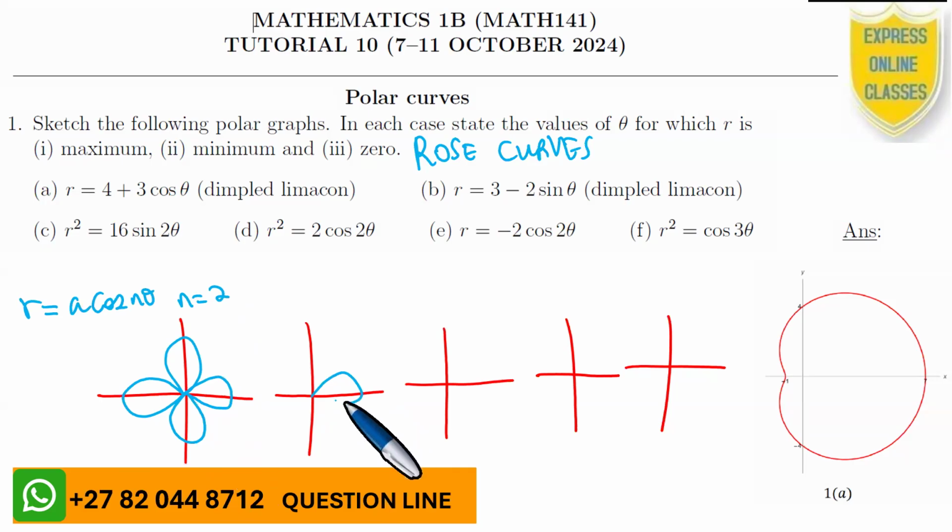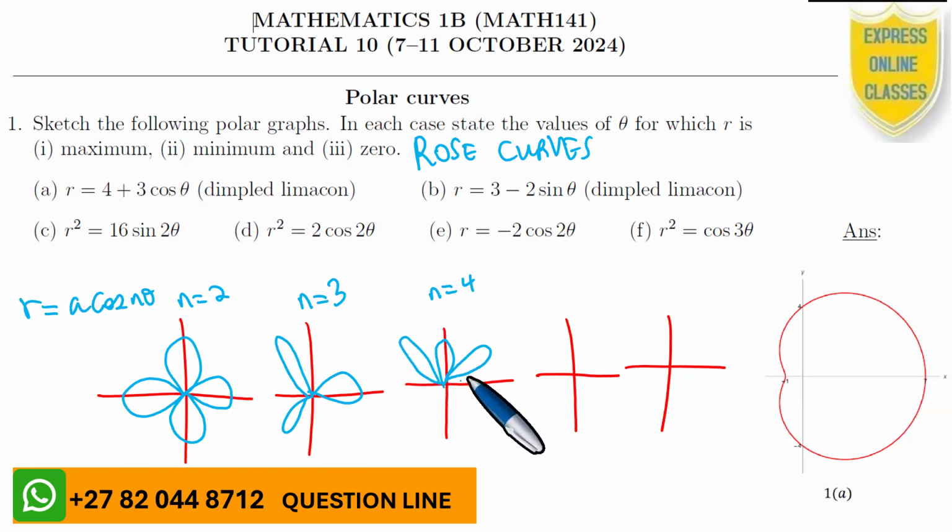You have 1, 2, 3. Then now you have the threes for n equals 4 for the cosine. You have 1, 2, 3, 4, 5.